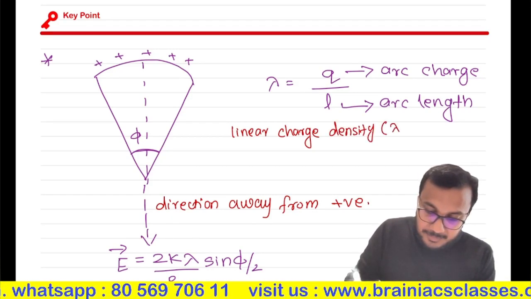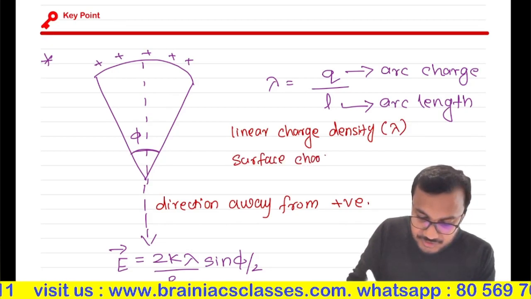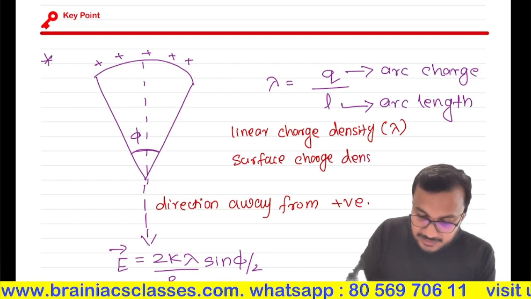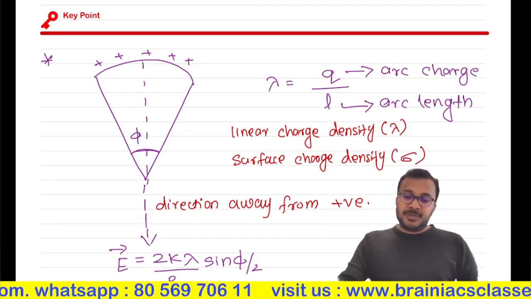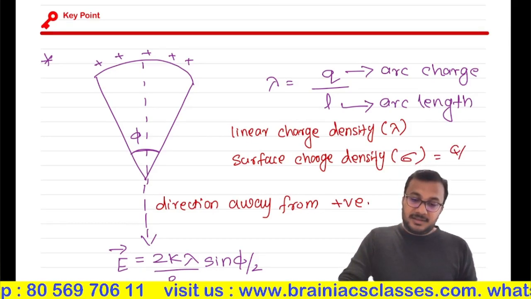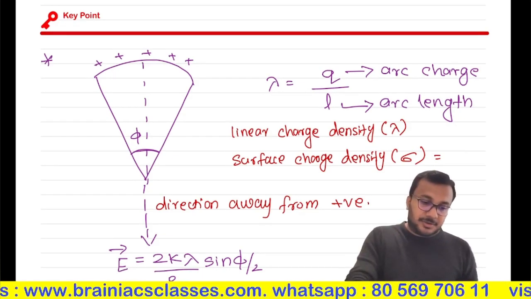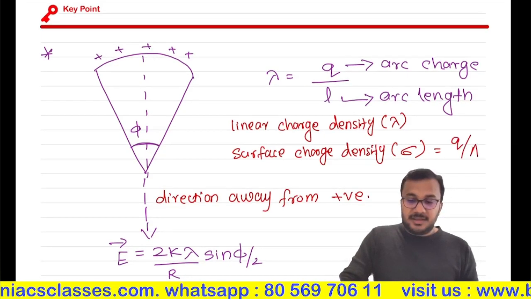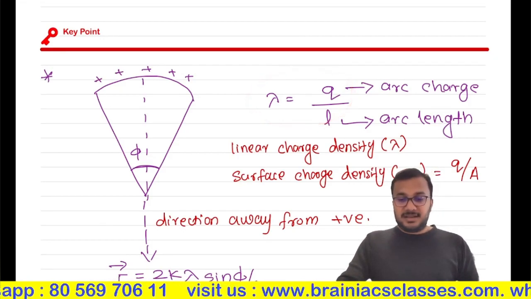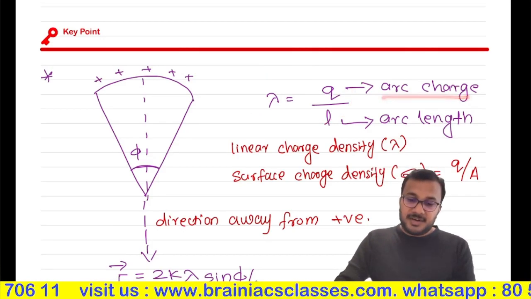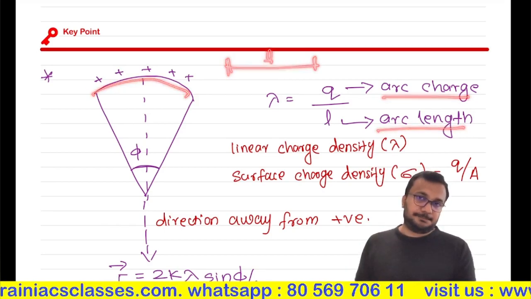That is called lambda. We have learned another term, surface charge density, sigma. Do not confuse the two. Sigma is small q, or you can use capital Q, no problem, divided by area. And here we have Q by L, the arc's charge divided by the arc's length. If you take it here, then this much is its length.